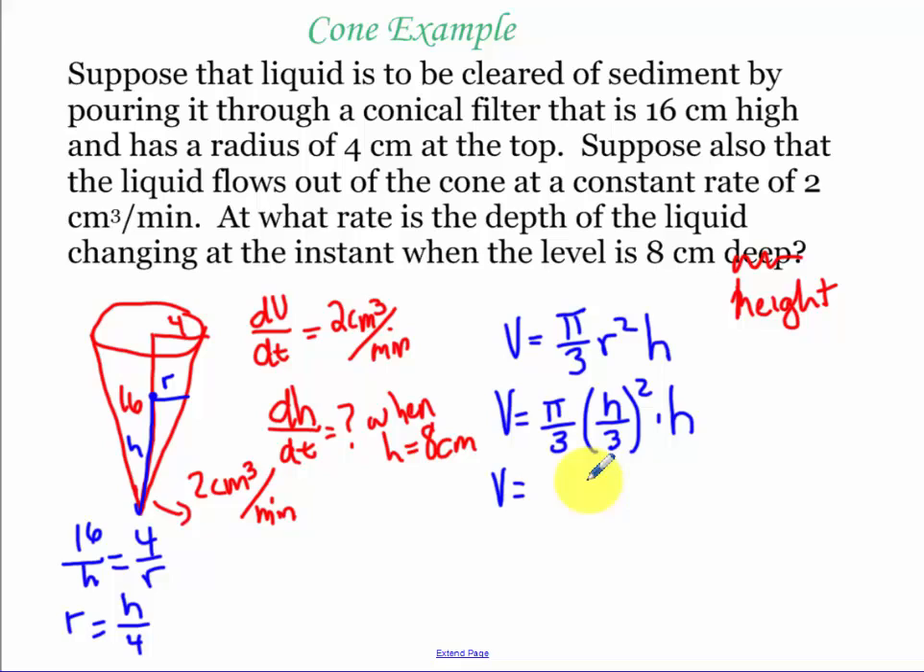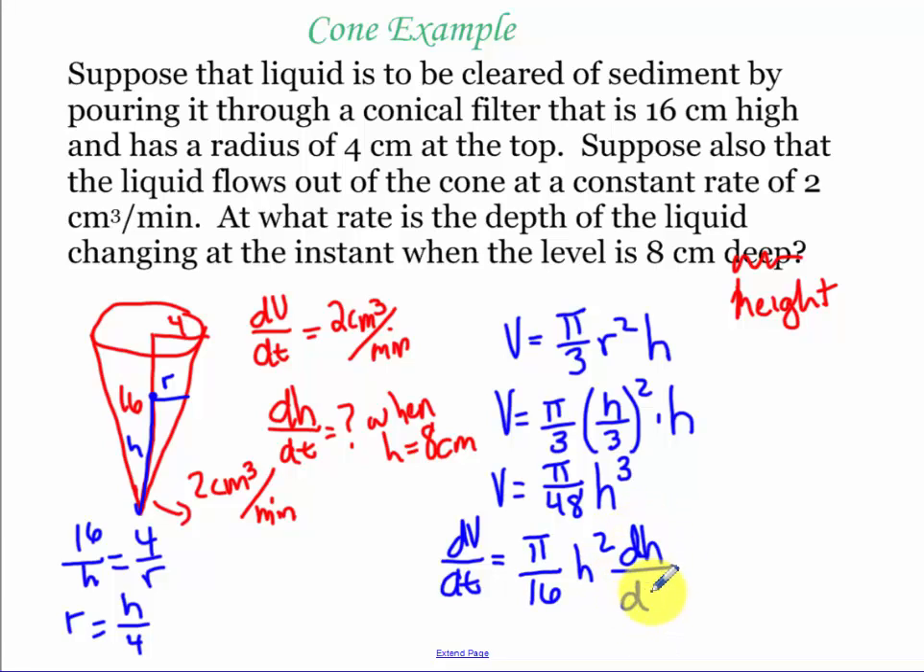And then simplify. When I simplify that, I get pi over 48 h cubed. Okay, so now I need to find dV/dt. When I find dV/dt, I bring the exponent down and I simplify. I take the derivative of h, and since I'm taking the derivative with respect to time, it's dH/dt. Okay, so then I plug in.